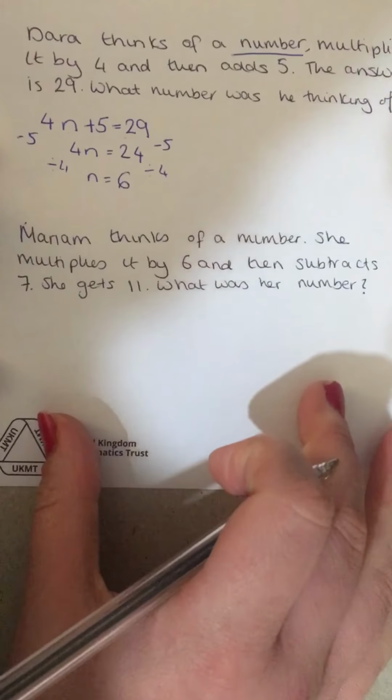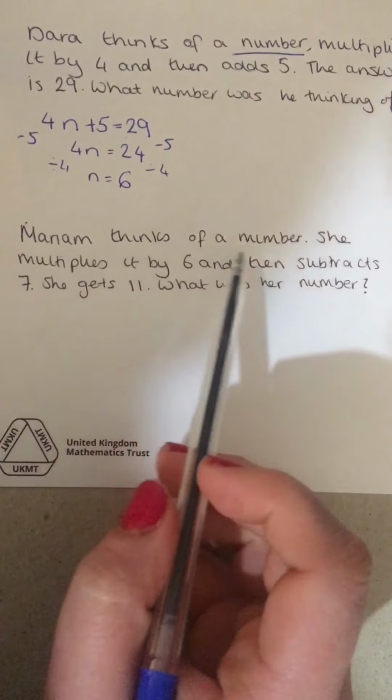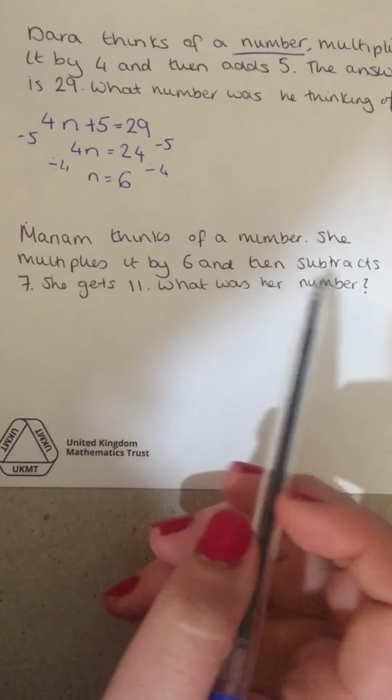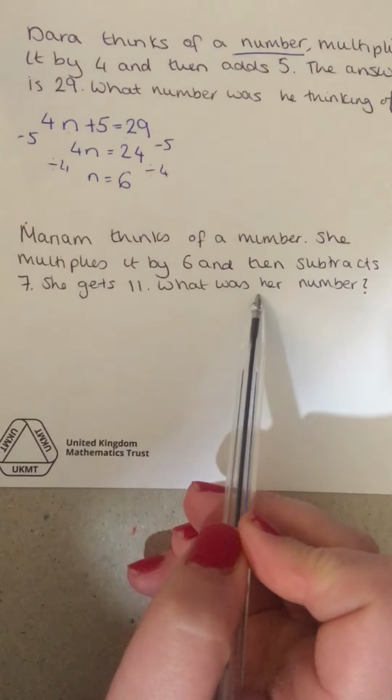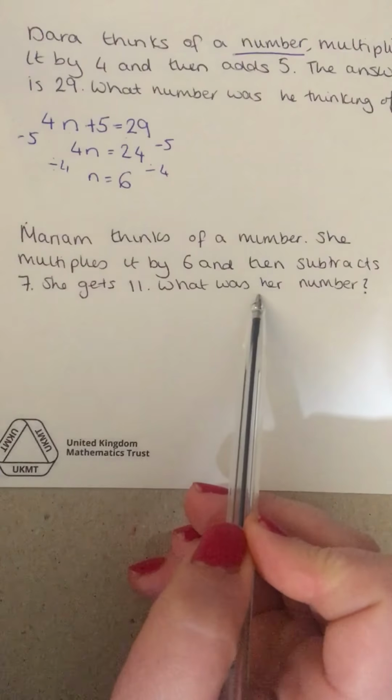Okay, have a read of the next question. Mariam thinks of a number. She multiplies it by 6 and then subtracts 7. She gets 11. What was her number? Pause the video now and have a go at it yourself.